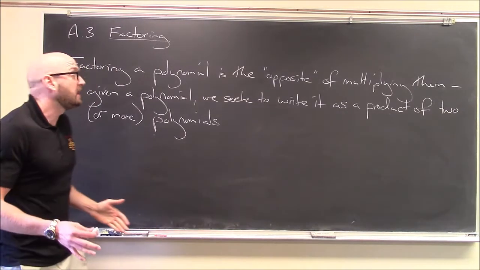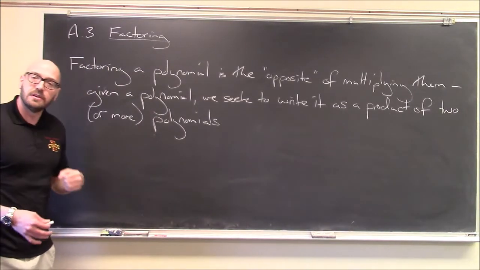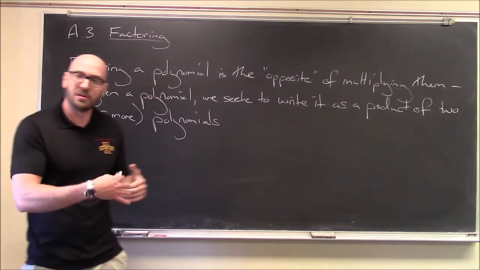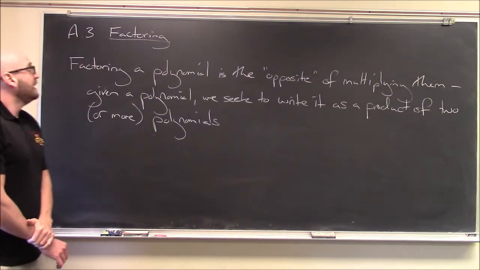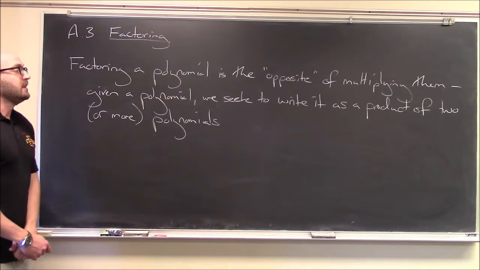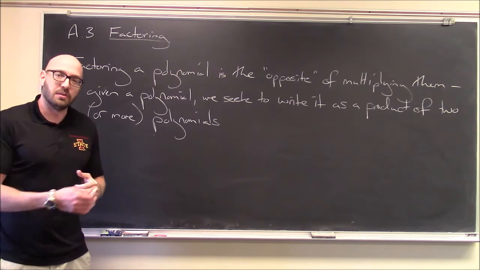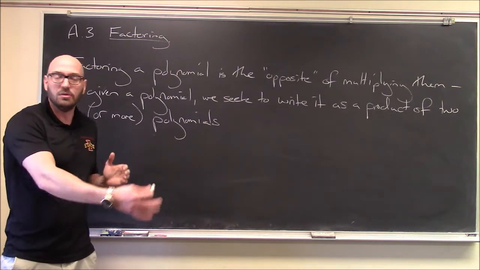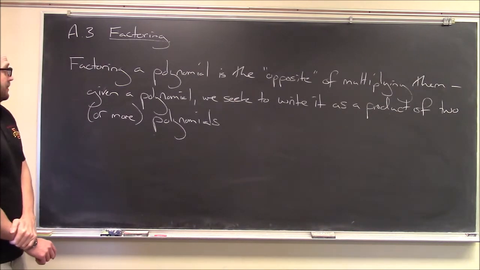Alright, next up we've got section A3 on factoring, and factoring a polynomial is essentially the complete opposite process of multiplying them together that we just went through in the last section. So the goal here is you're given a polynomial. Someone gives you a polynomial, and the question is, can I write this polynomial as a product of other polynomials? At least two or more of them.